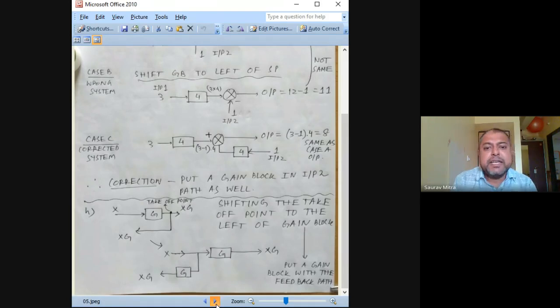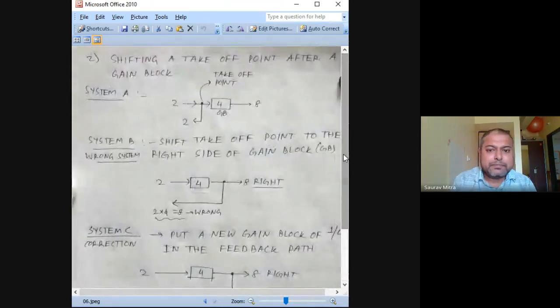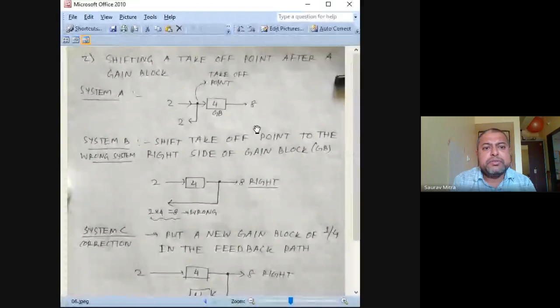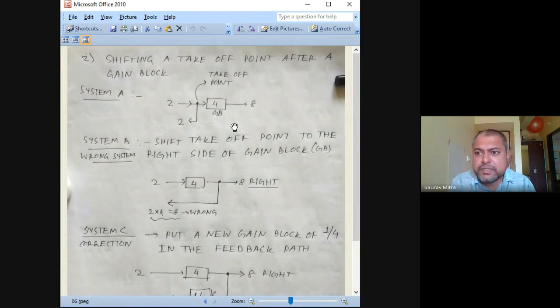So this is another change, and then the last rule we will see. Okay, so this is the last rule that we are going to see, shifting a takeoff point after the gain block. So same thing, whatever we have shown in the previous slide towards the end with x and g, here I have shown the same thing by means of some figures. So 2 is the input given, 4 is the gain block, and the output is 8. Now here is the feedback. This feedback is actually taken from the input itself. That means whatever input is given, the same thing is coming as feedback. That means this feedback is actually equal to 2.